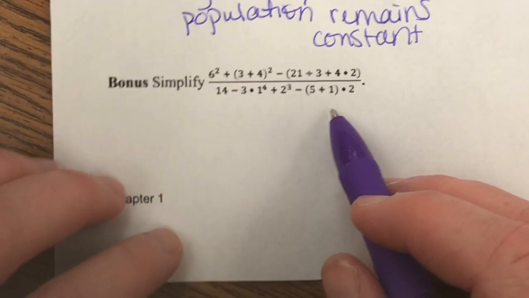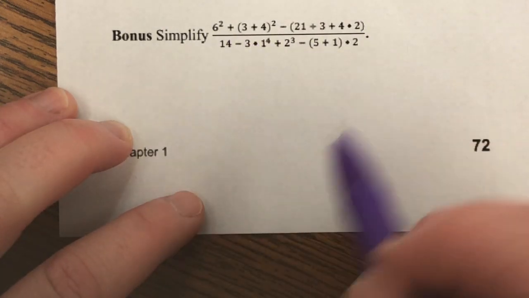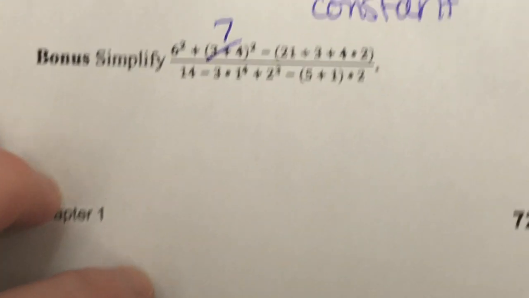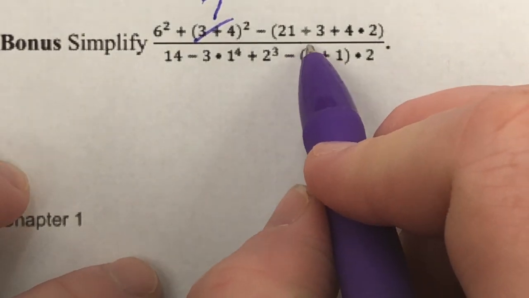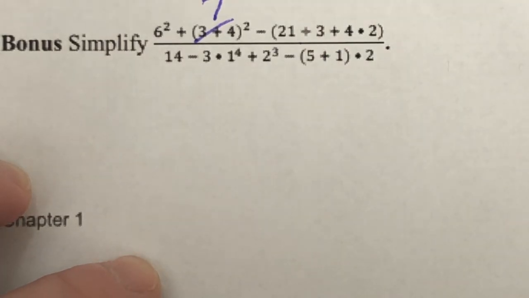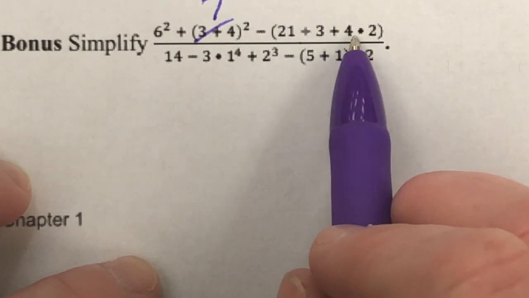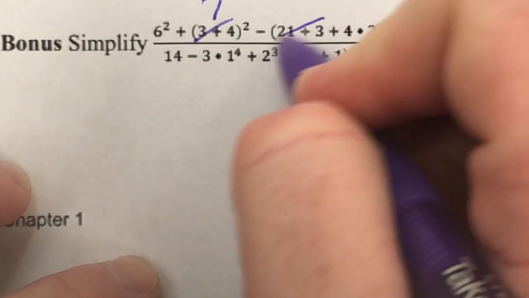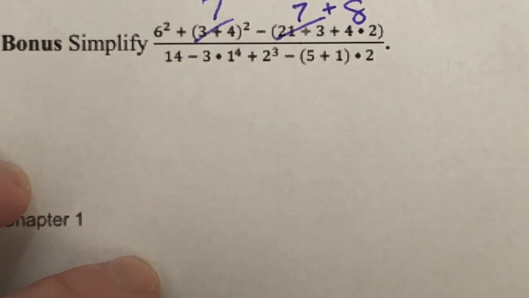Okay, bonus, we have a simplification problem. Might as well do it since we're here. We have parentheses up at the top, so this becomes 7. Here, I'll zoom in a little. We have 21 divided by, I can't see that very good. This printing is terrible. This is a division sign. 21 divided by 3 plus 4 times 2. So 21 divided by 3 is 7, plus 4 times 2 is 8.